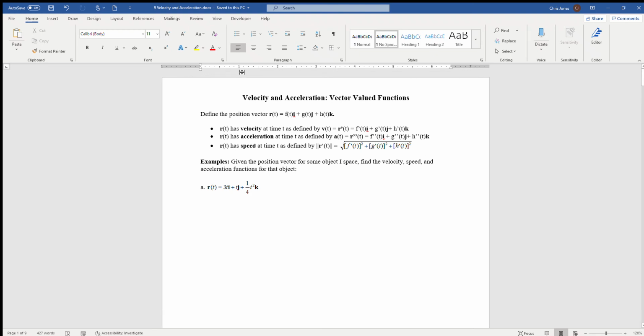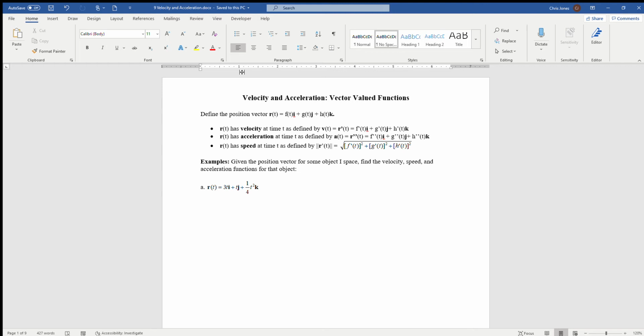So in our previous video series, we looked at how to take derivatives as well as integrals with respect to vector valued functions. And now we're going to take a look at applications of those. We're going to look at velocity, acceleration, and speed for vector valued functions, interpret that, and then look at some of the applications.